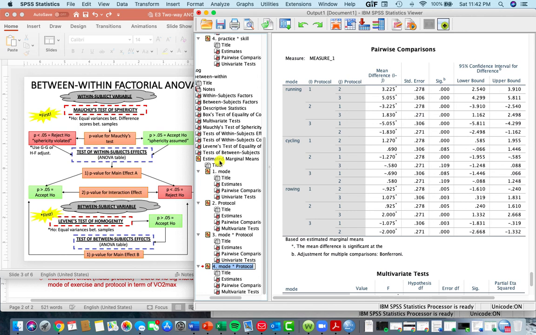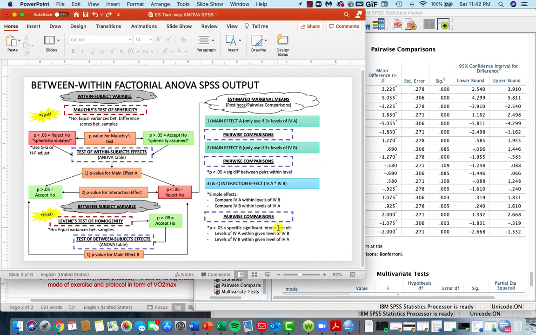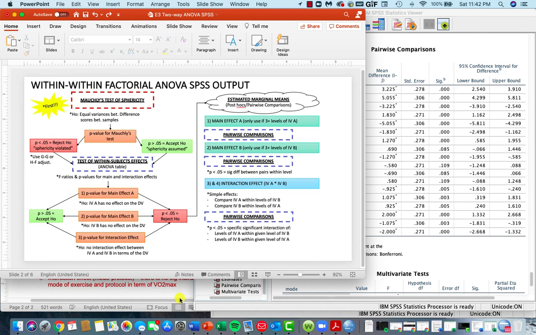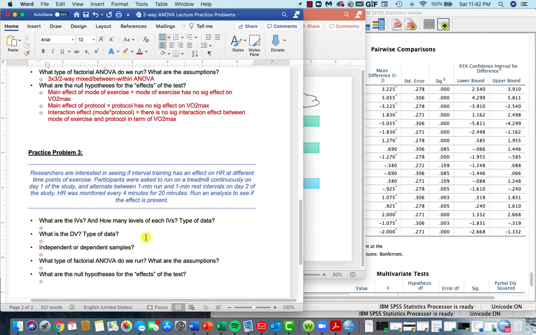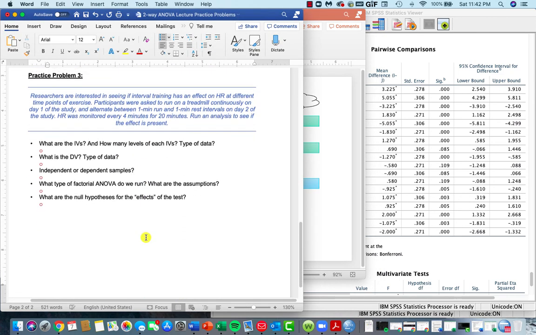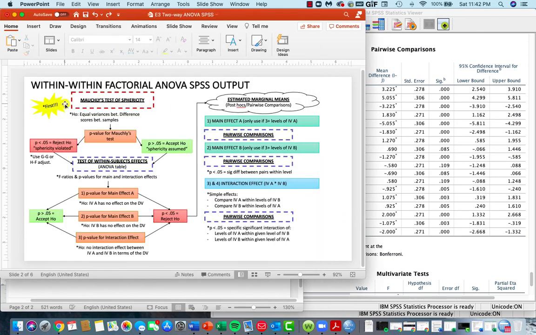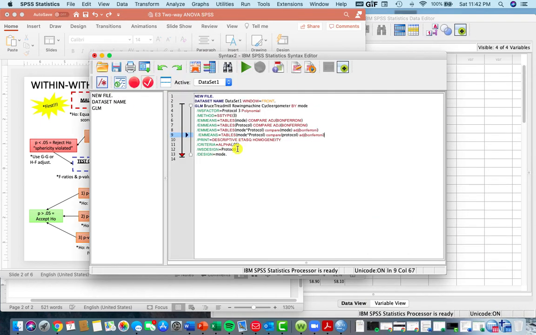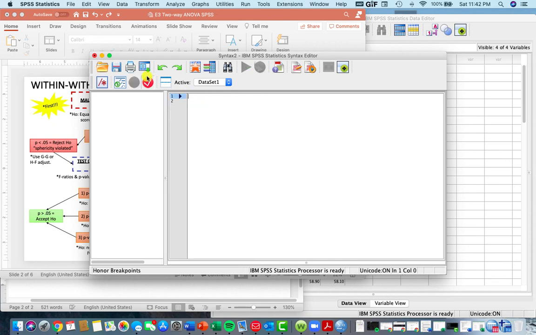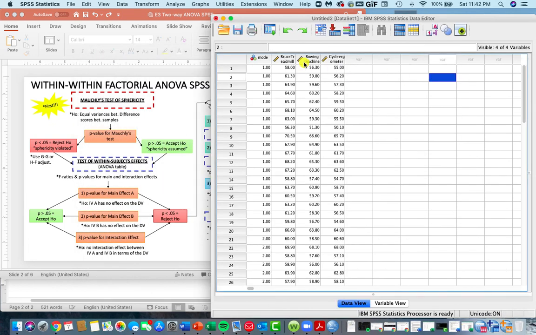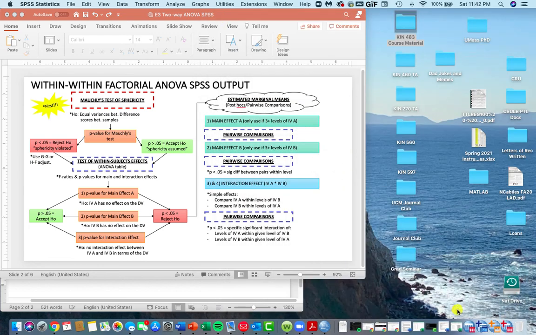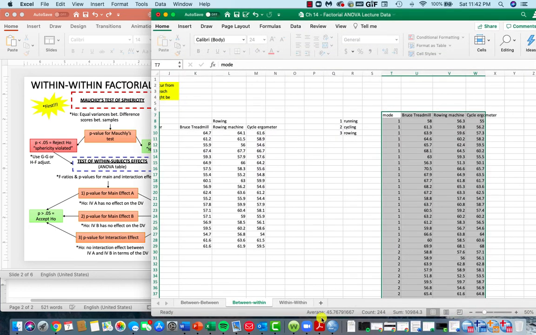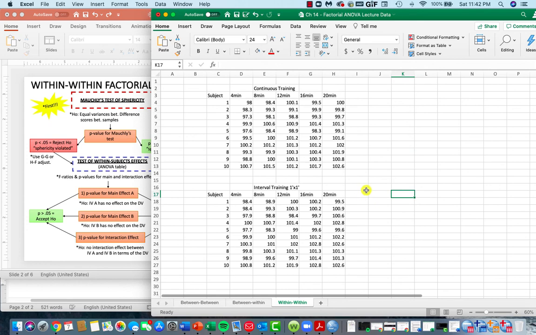So that kind of wraps up our example for our between within two-way ANOVA, and that brings us to our last practice problem, which has to be a within factorial ANOVA. Okay, so I'm gonna again minimize my SPSS. I'm just gonna keep that there. Minimize lecture data. All right.